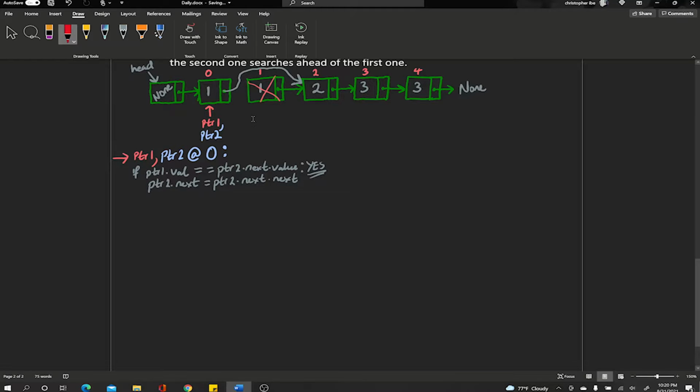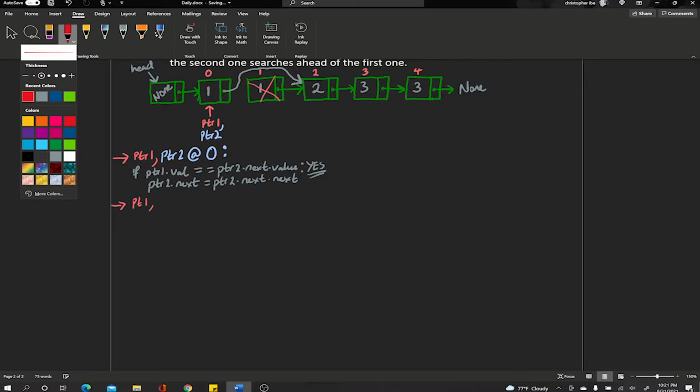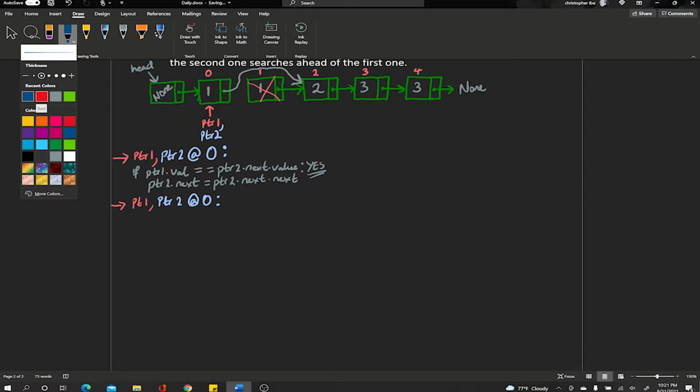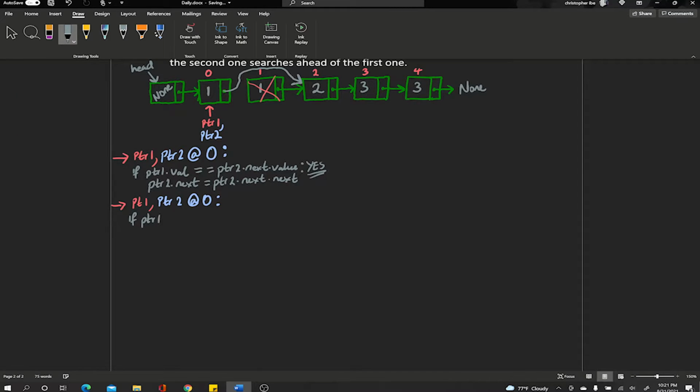So we'll move on to the next iteration of our loop. At this point, PTR1 is still at 0. Once we do PTR2.next equals PTR2.next.next, the next pointer points here. So at this iteration, PTR1 and PTR2 are both still at index 0. However, we ask ourselves the same question again: is PTR1.value equal to PTR2.next.value? PTR1.value is 1. For PTR2.next, we've broken this connection, so now next is this guy, and its value is 2. Are they equal? 1 is not equal to 2, so the answer is no.